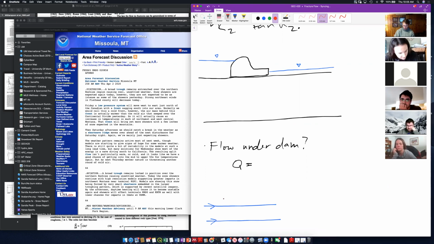So first of all, let's think about a flow net, right? We've got two flow lines, and we've got these. Now there's some dimension. We're going to think about flow through a single flow tube. And there's some dimension in and out of the board here.